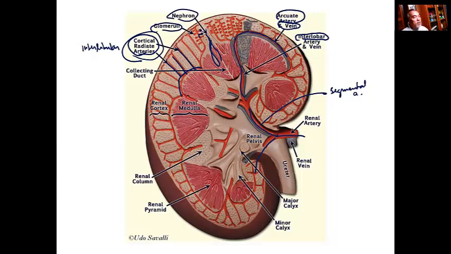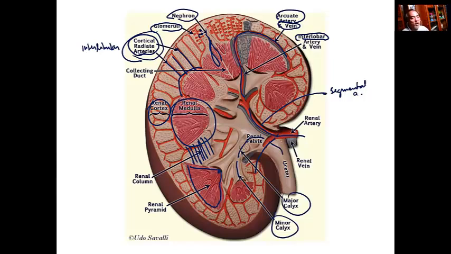Right. So now we have the cortex, medulla, and the columns, which are in between your pyramids, and these are your renal pyramids. Connecting at the tip of the pathway, that's going to be your minor calyx, major calyx, renal pelvis, and to the ureter.